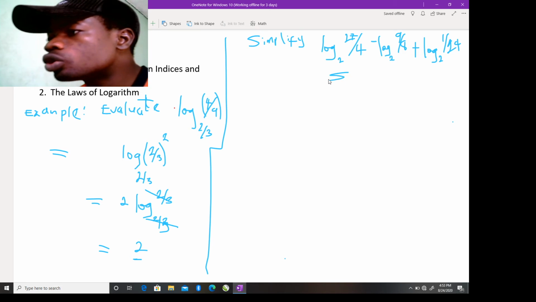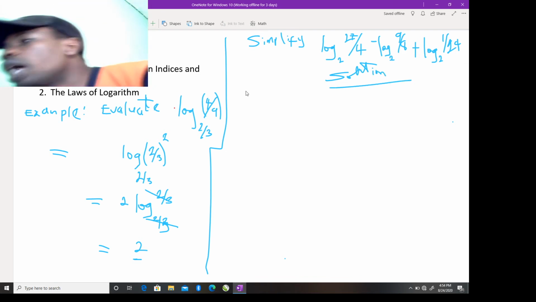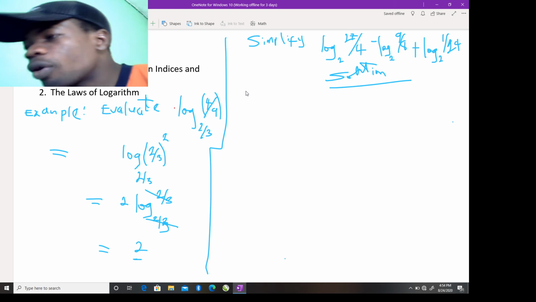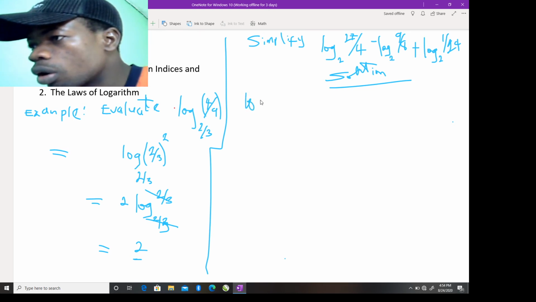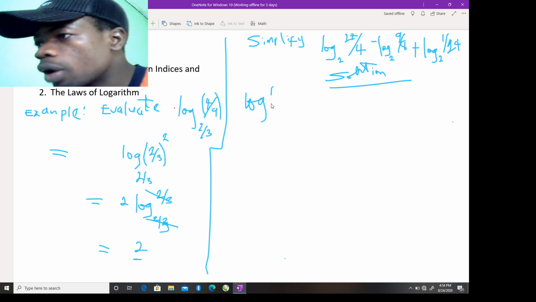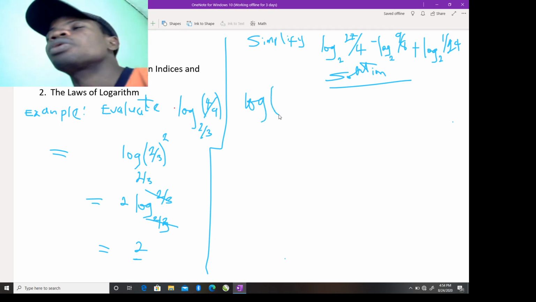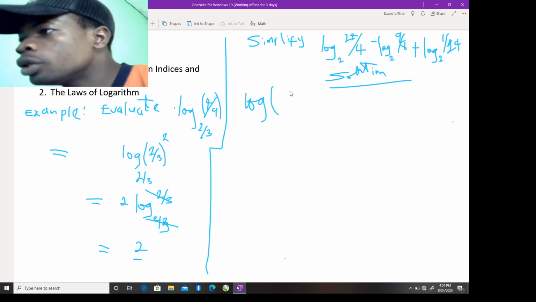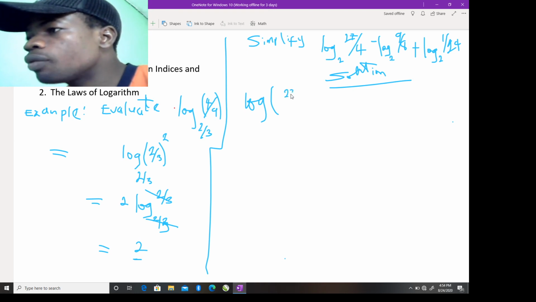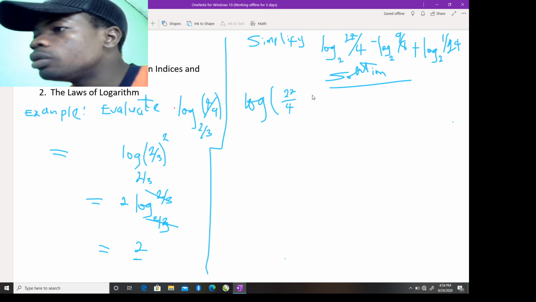So how do we solve this? The solution: they are in the same base, and because they are in the same base, you can re-express this. Don't forget, log m plus log n is equal to log open bracket mn. So this will become 27 over 4. Subtraction will become division.